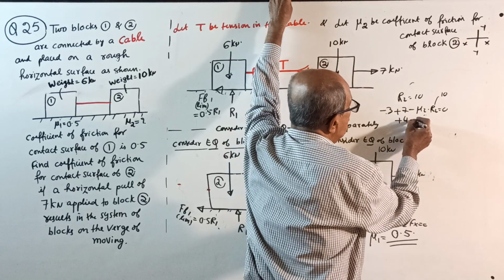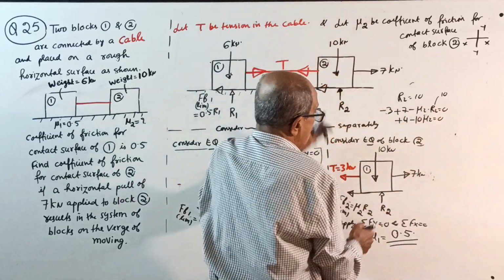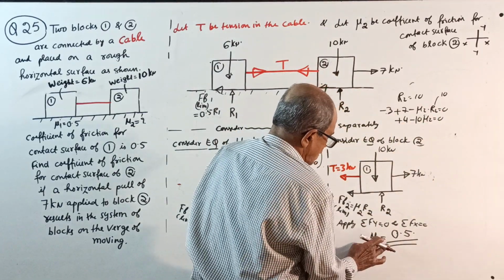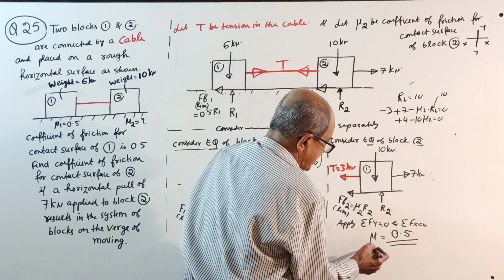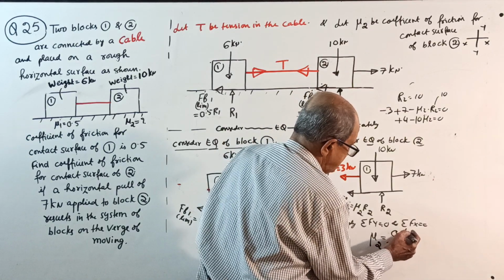Plus 4 minus 10 into mu2 equal to 0. Your mu2 will come, not mu1, mu2 will come now. Mu2 will come 0.4. 0.4, right?